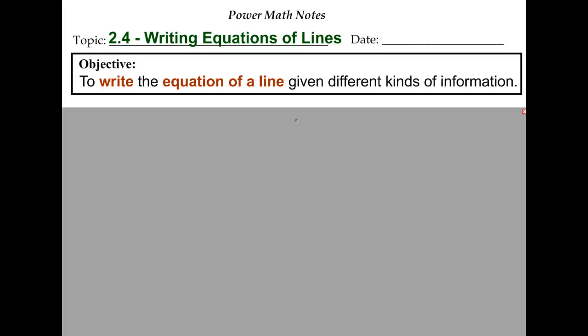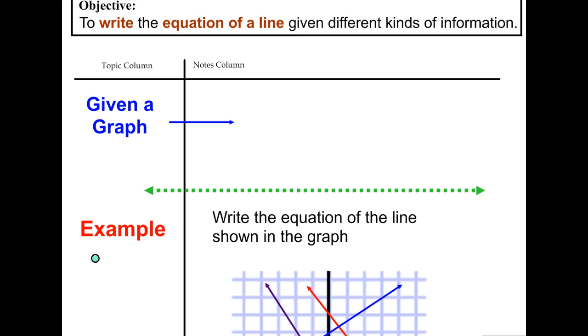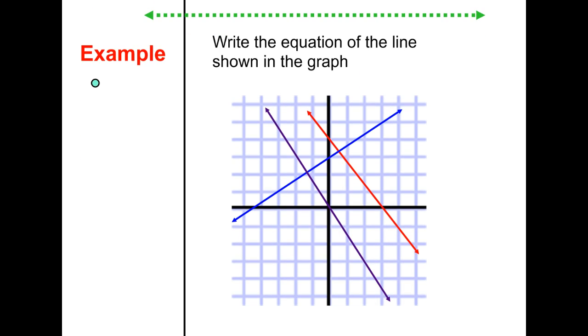Alright, this is section 2.4 from Algebra 2, writing equations of lines. So our objective is to write the equation of a line given different kinds of information. We're going to first start out from a given graph here.